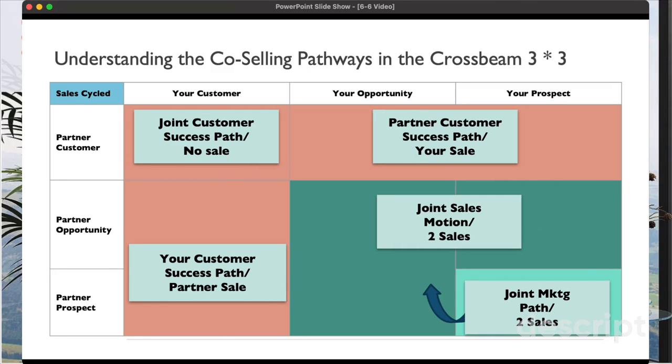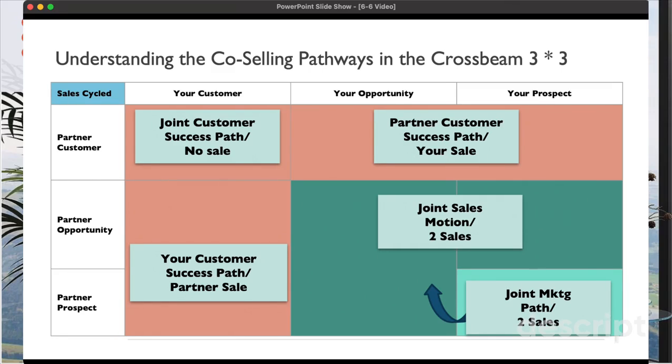So the other two paths are also customer success paths. In the lower left-hand corner, we have a situation where you have the customer and you're providing a referral to the partner opportunity or the partner prospect. The partner gets a sale. And conversely, in the upper right-hand corner, which is also a customer success path, you get the sale because the partner has the customer and they're giving the referral.